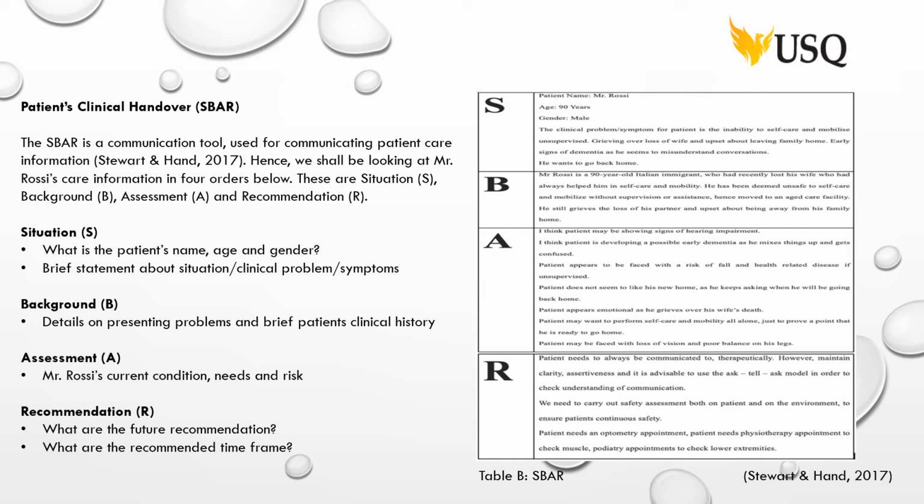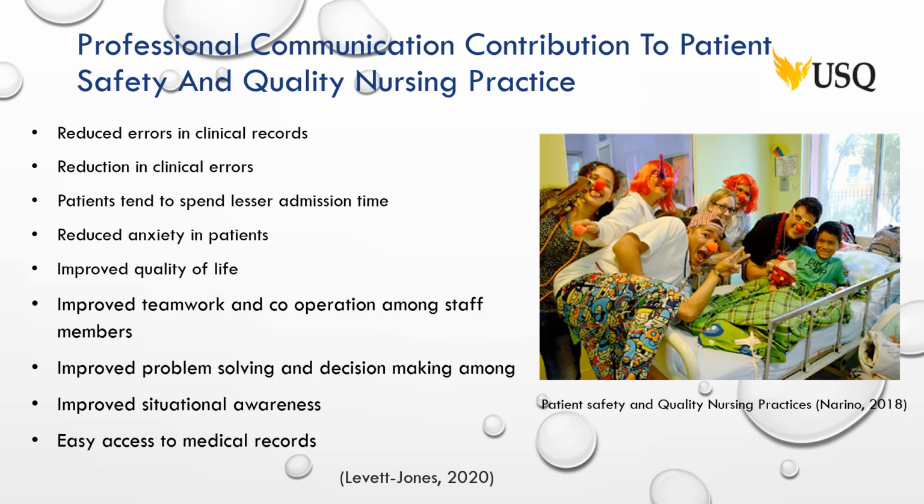Next, we shall be looking at the professional communication contribution to patient safety and quality nursing practices. Now, proper professional communication can lead to the following: reduced error in clinical records, like keeping proper medication history, patient medical history, medication expiry dates, and so on. These are essential to every patient's safety. Next is the reduction in clinical errors, which includes fewer medication errors like medication overdose and medication misuse.